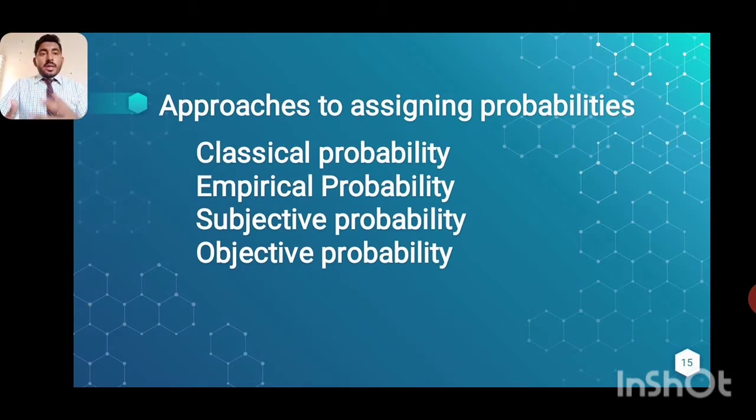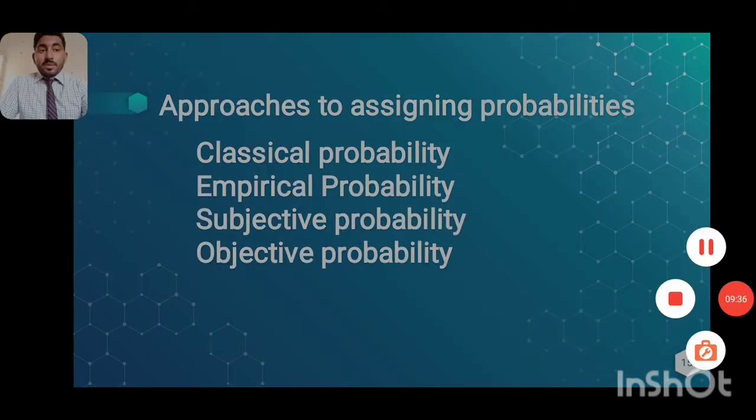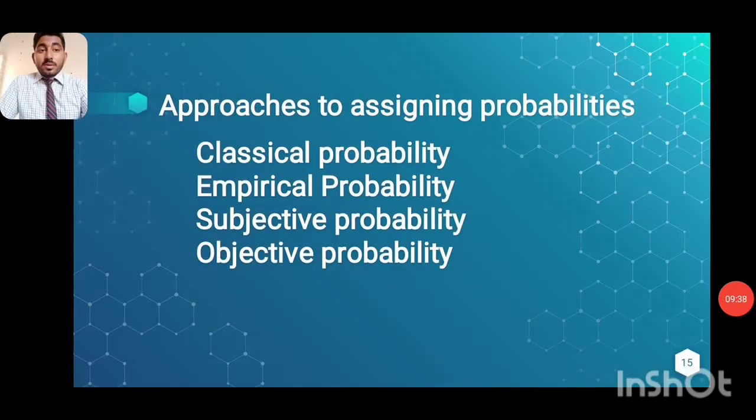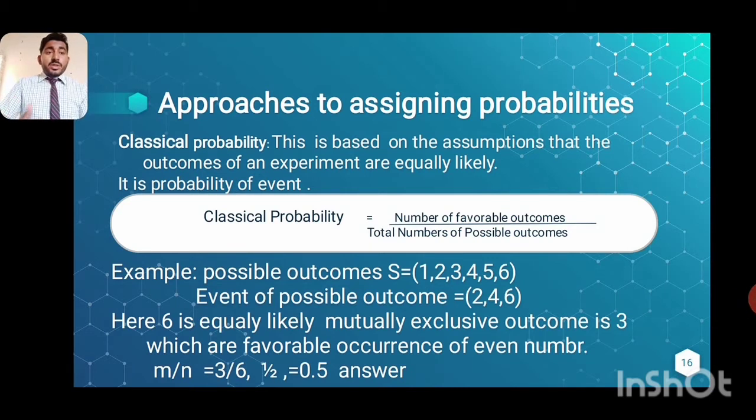Approaches to assigning probabilities: classical probability, empirical probability, subjective probability, objective probability. Classical probability is based on the assumption that the outcomes of an experiment are equally likely. It is the probability of an event.